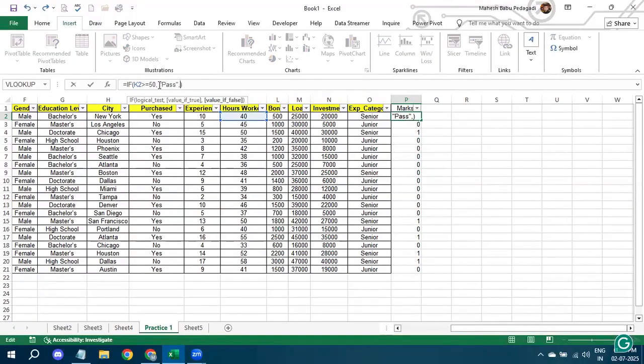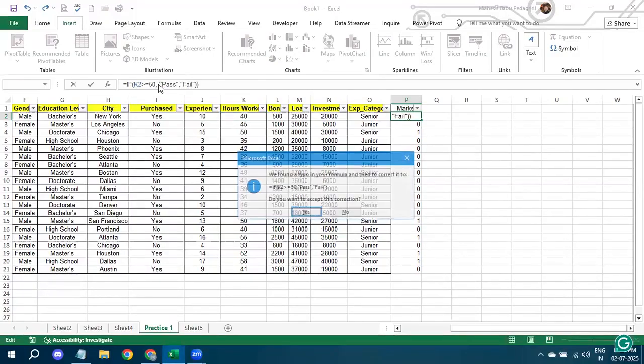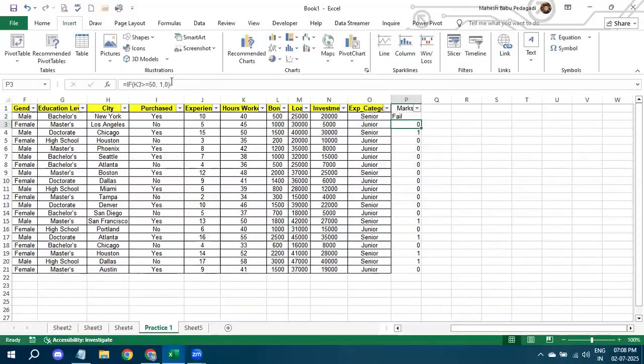I didn't put those quotation marks, so that is the reason I explained initially. If I'm not mentioning quotations, what is going to happen? Guys, did I explain this earlier in the starting of the session? Yes. I will get the name error. Why am I getting the name error? For string data, you need to mention quotations.